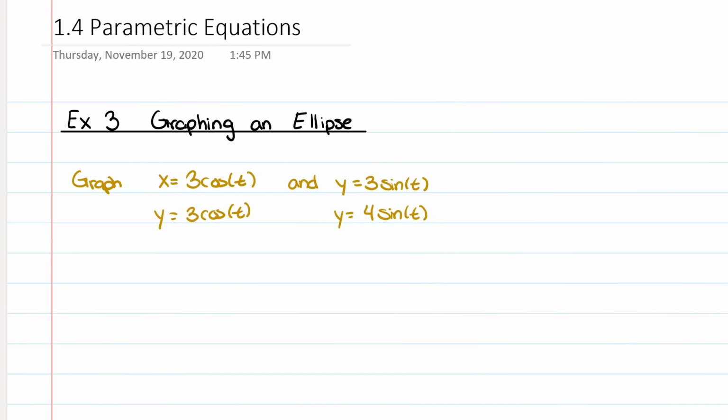1.4, Example 3. In this video, we're going to look at graphing an ellipse, which is kind of like a circle, just a little bit different. So the first thing I want you to do on your calculators is graph x equals 3 cosine of t and y equals 3 sine of t. And then after you do that, I want you to change the value of 3 sine of t to 4 sine of t. So go ahead and try that now, and then we'll look at it together.